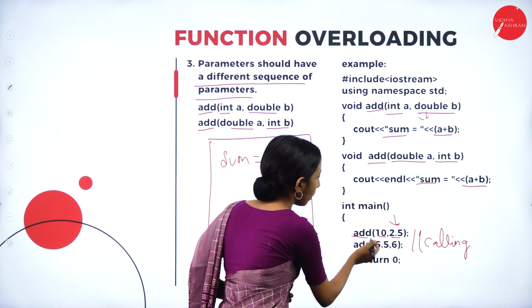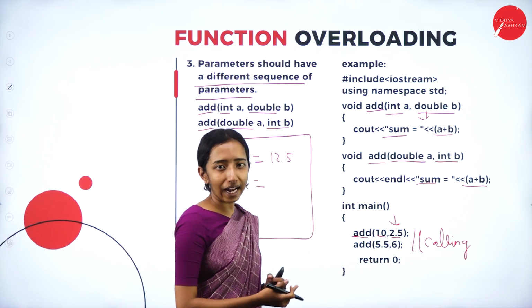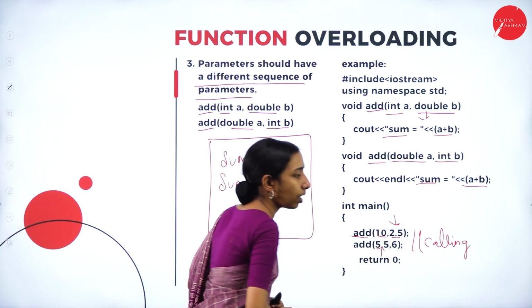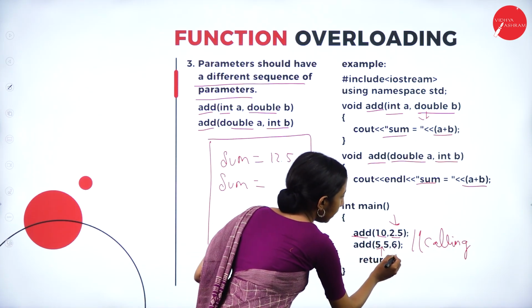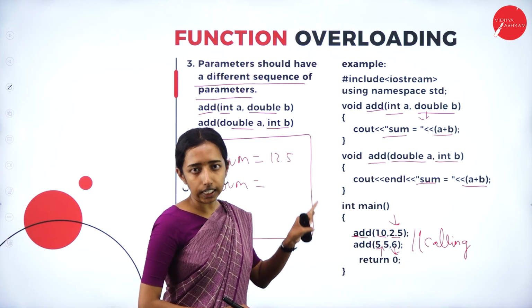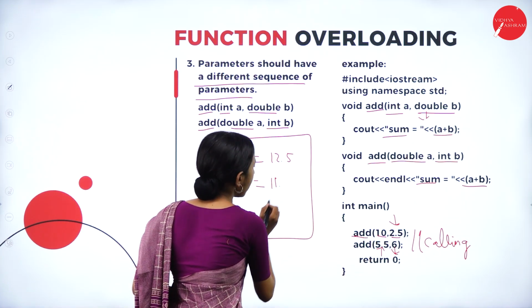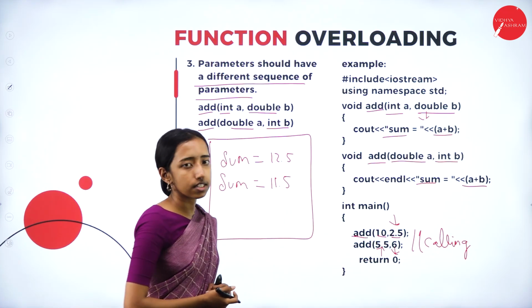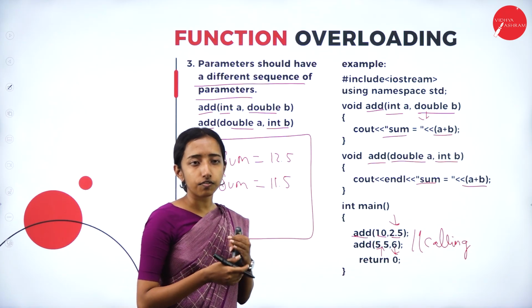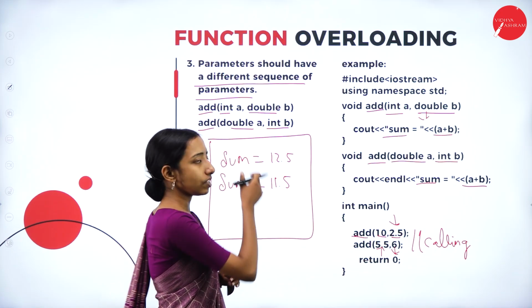Next, here also the A parameter is in the data type double. So we are passing a decimal number 5.5 and the whole number 6, because the B value is in the data type integer. So in the output we will have 11.5. This is the output. In this way we can do function overloading: with a different number, a different type and a different sequence of parameters.